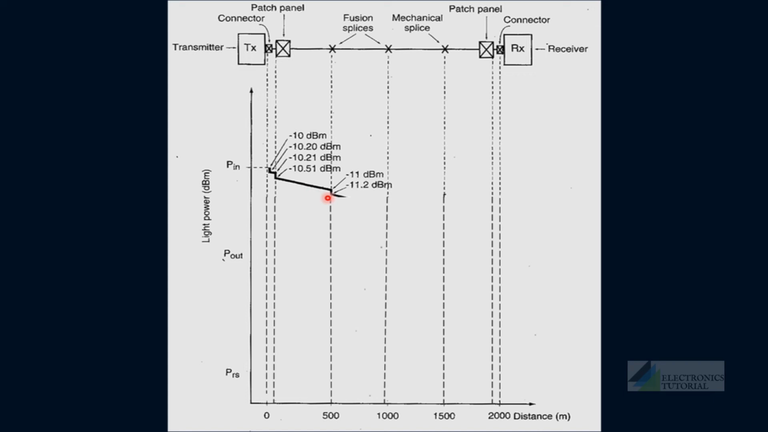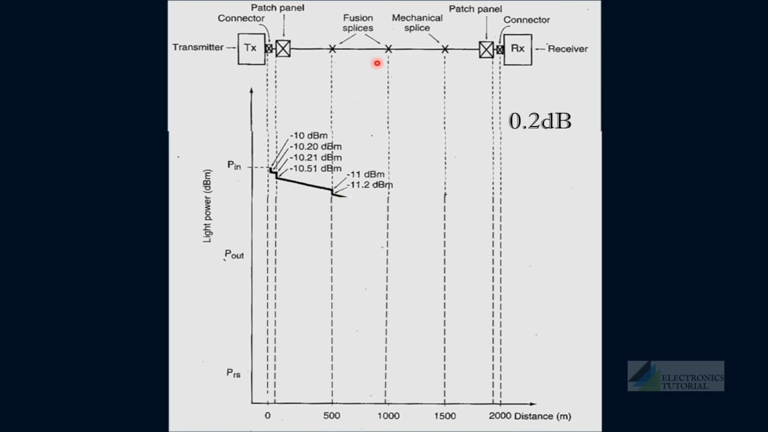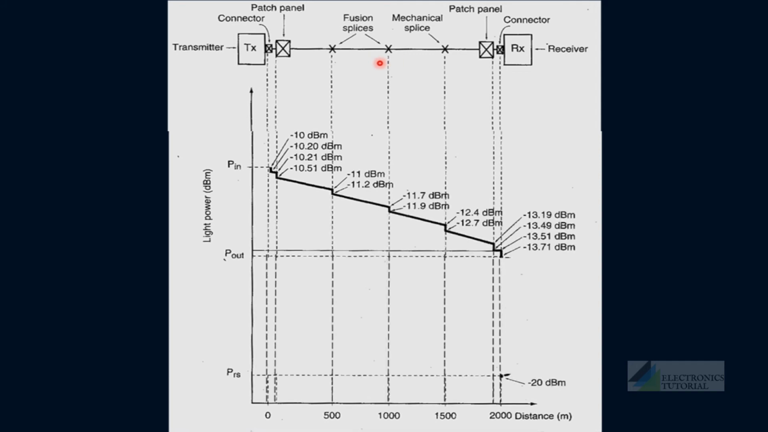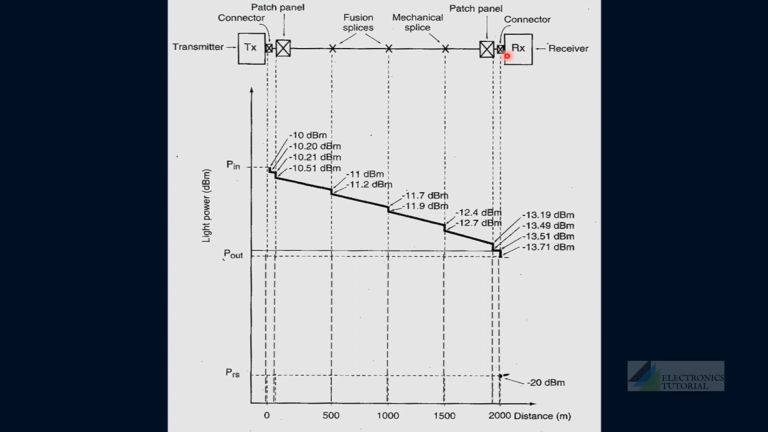The fusion splicing point is seen after a distance of 0.49 km. Thus, cable loss up to this point can be calculated as 1 dB per kilometer into 0.49 km, that is equal to 0.49 dB. This fusion splicing also exhibits a level of attenuation. It is mentioned as 0.2 dB. It should be considered. Thus, as we continue to go along the link, we need to consider all sources of attenuation with respect to their locations.